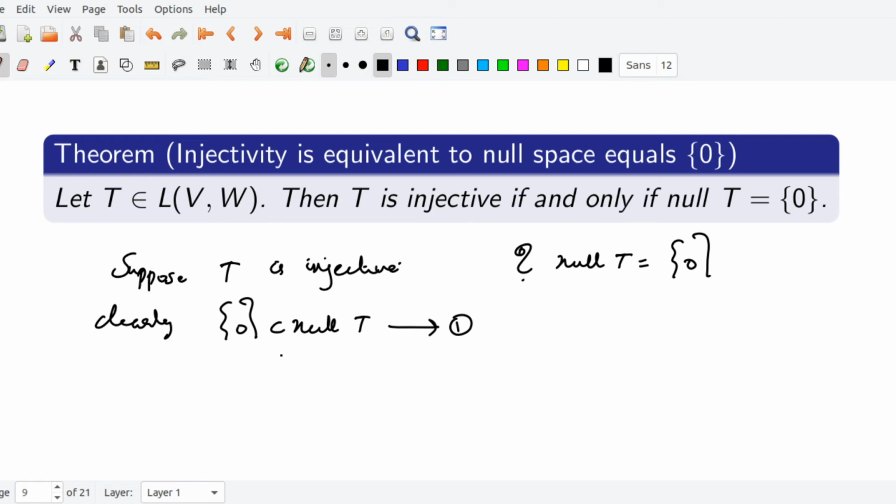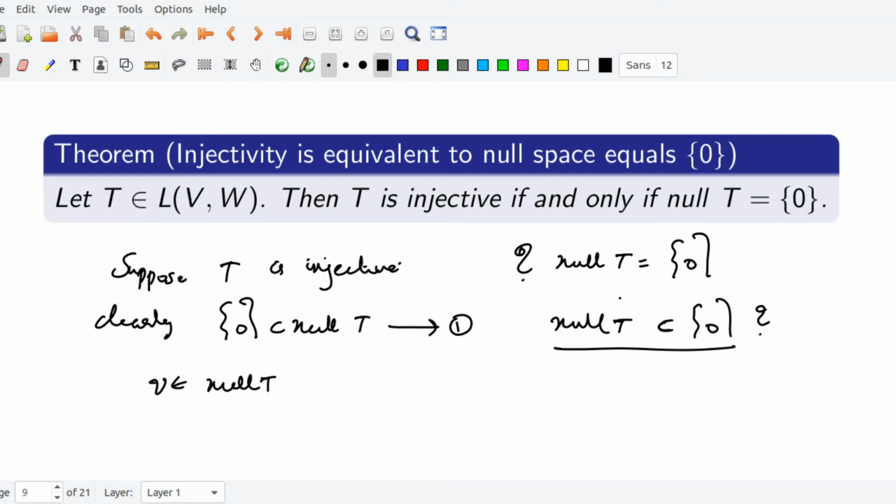We have to prove the converse, meaning the null space of T is a subset of {0}. That's our next consideration. To prove that the null space of T is a subset of {0}, take an arbitrary element v from the null space of T. We have to show that this v equals 0. Then we can conclude that the null space of T is a subset of {0}. Hence the null space of T equals {0}.